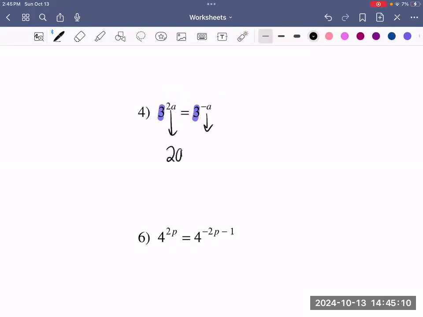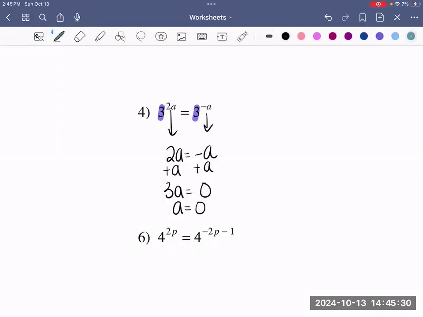So you have 2a is equal to negative a, and we want to solve for your variable. So solve and get it alone on one side. Because these variables are the exact same already, we can go ahead and add a to the other side. So you have 3a is equal to 0. Therefore, a has to be equal to 0. And we can check by plugging that back in.